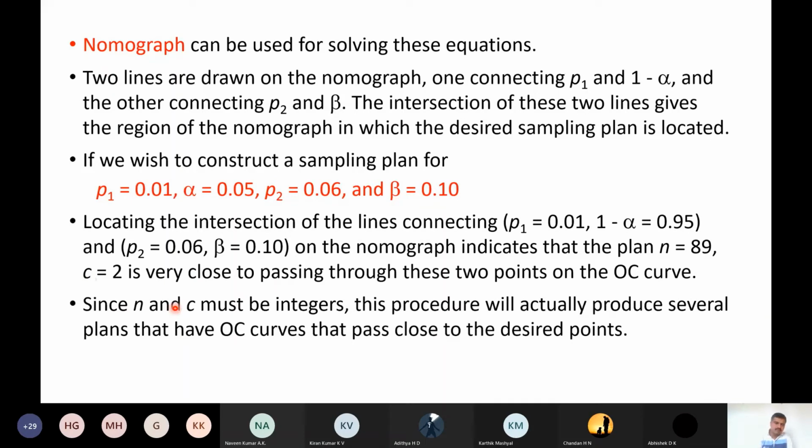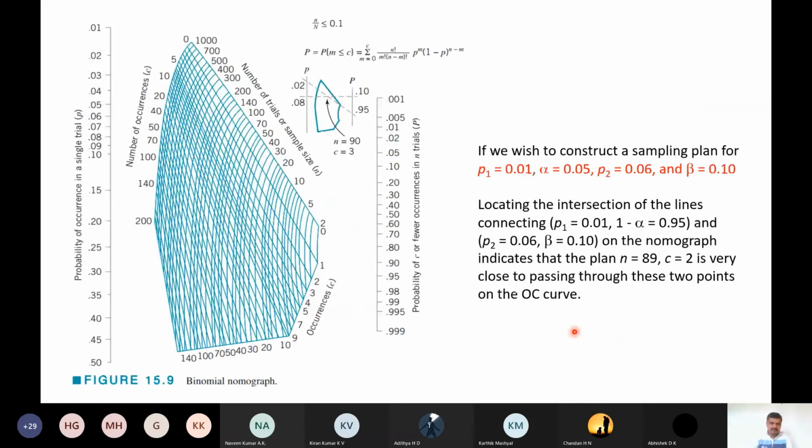That procedure I will explain later. Since n and c must be integers, this procedure will actually produce several plans that have OC curves that pass close to the desired points. Okay, this is the nomograph.